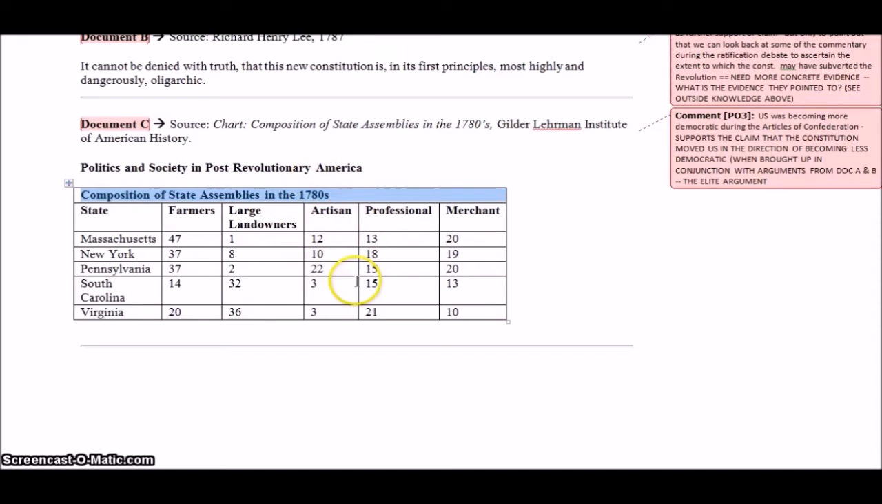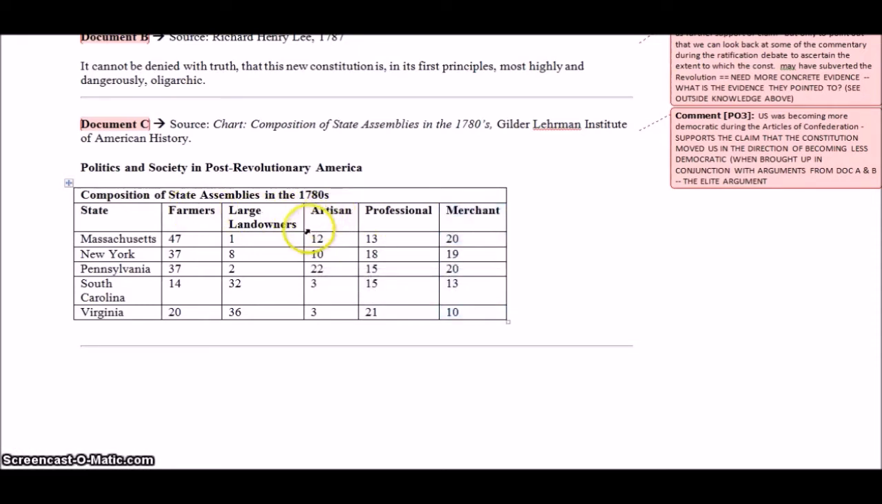Now, what you should notice in this document is that, for the most part, you should say to yourself, okay, of these 5 categories, who's elite, who's non-elite? So we have professionals. They're definitely the elite. And large landowners are the elite right here. We have 2 elite categories, and we have farmers, we have artisans, and we have merchants. Merchants, you can say, are the elite too. I'm sorry, landowners, professionals, and merchants are the elite. Now, farmers and artisans are not.